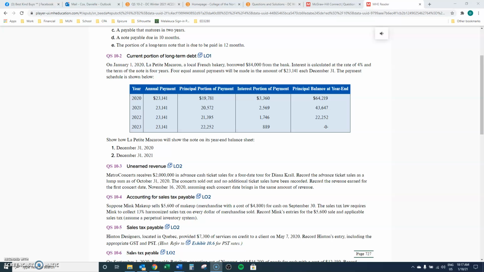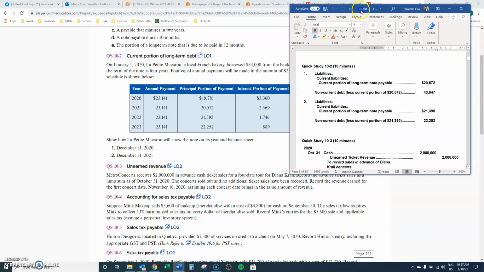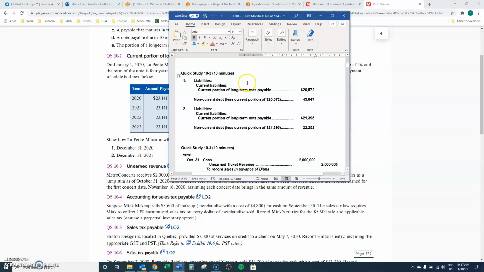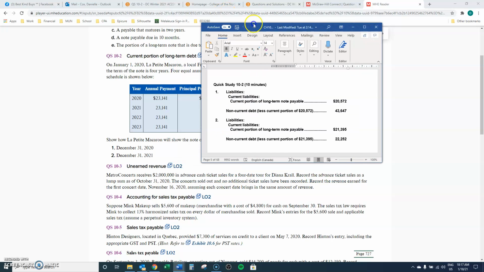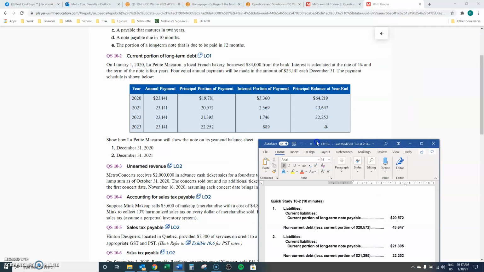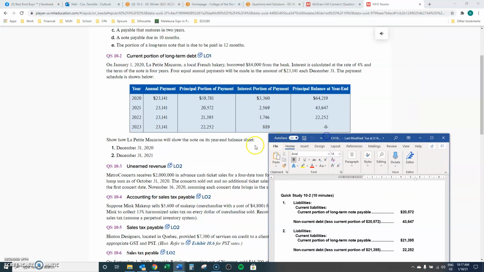The other question was, okay, so let me quickly just slide this over so I can show you the solution. Perfect. Now we can see it. How much will be shown at the end of the year in 2020 and 2021?